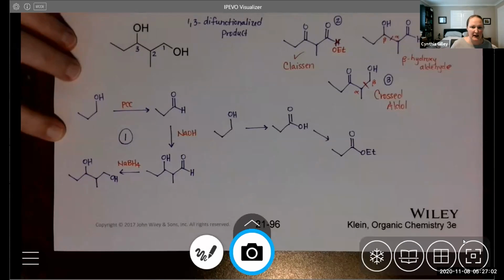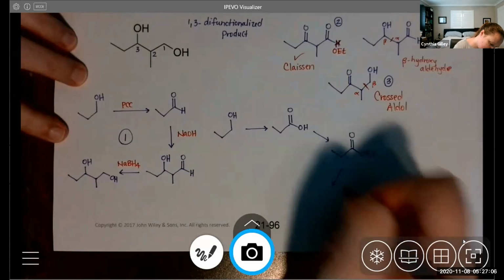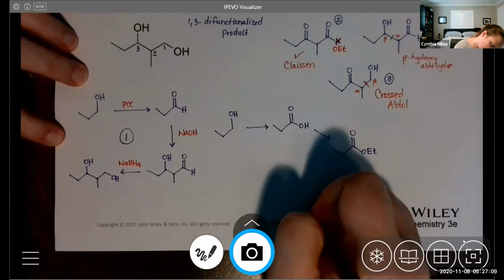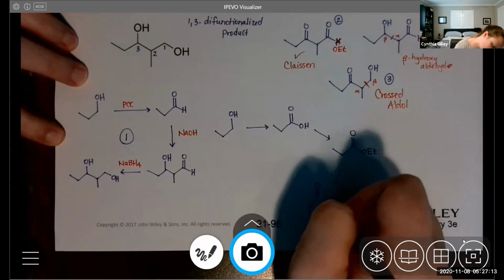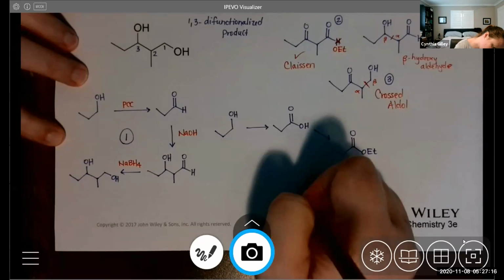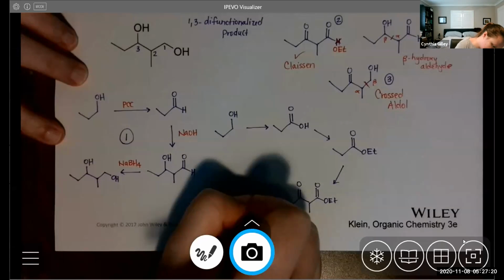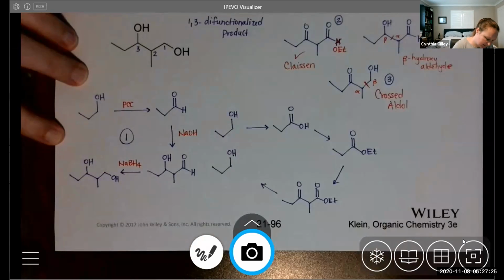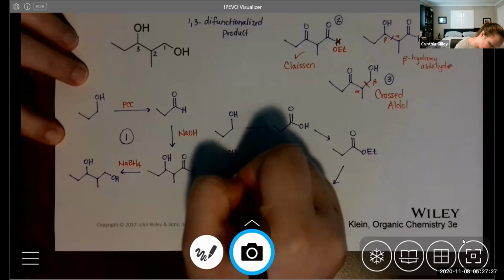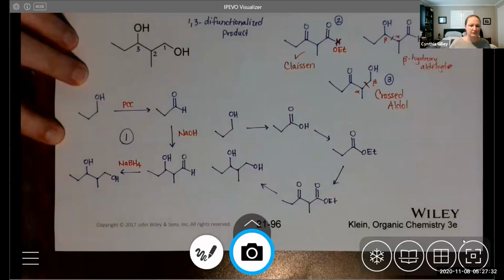And then from the ester, I can do the Claisen condensation reaction. And that will produce a beta keto ester product. And from there, I could potentially reduce this to the product. So I can reduce the ketone to a secondary alcohol, and I can reduce an ester all the way down to a primary alcohol. Okay, so that is option number 2.